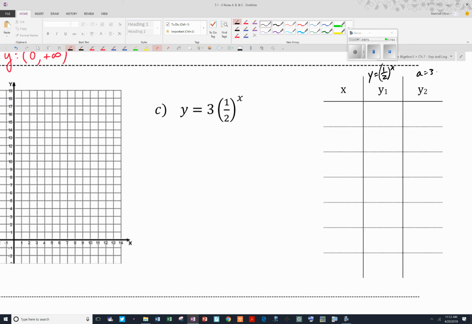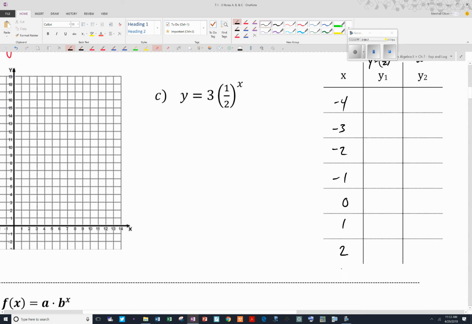Now here's the deal with this one. Think about what values you want to put in. If you put a bunch of values like 1, 2, 3 in there for x, these numbers are going to get really small, right? So let's put some negative values into this one. Like, I don't know, -4, -3, -2, -1, 0, 1, 2.